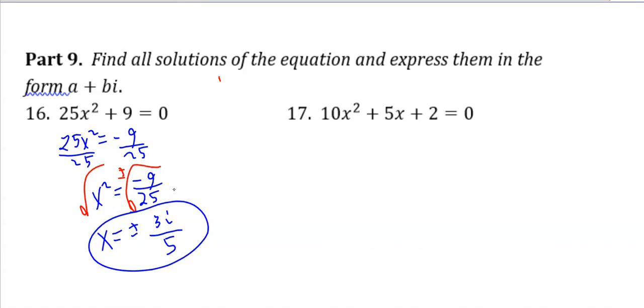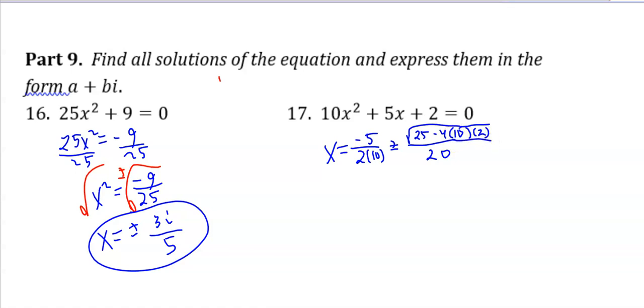And this one, find all solutions. Factors of 20 to add to 5. I don't think so. So let's do the quadratic formula here. So we've got x equals the opposite of 5 over 2 times a, so it's over 20. Be b squared, which is 25, minus 4 times 10 times 2.